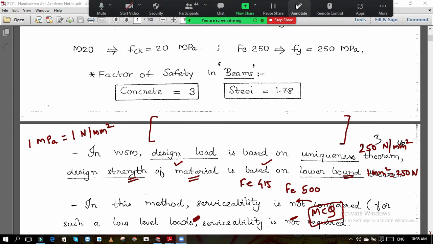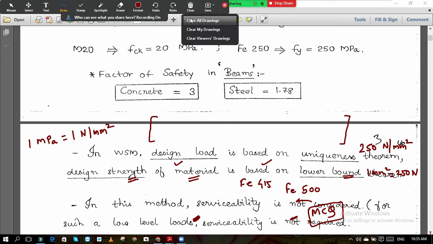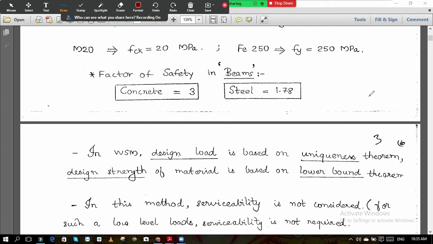So I will first erase all these things. Okay, so now here you can see, now the description is given for this method.